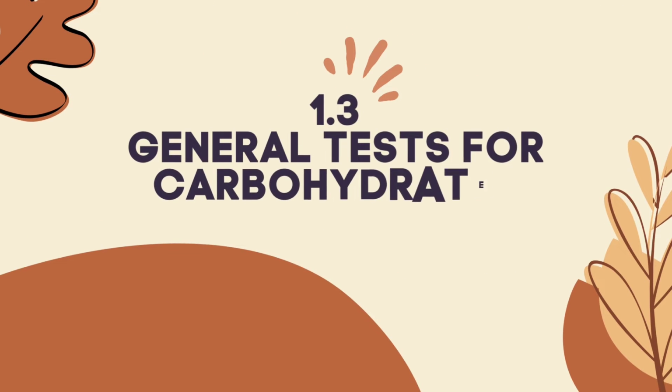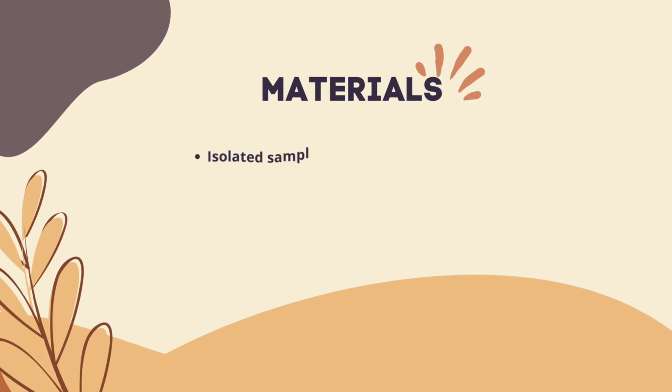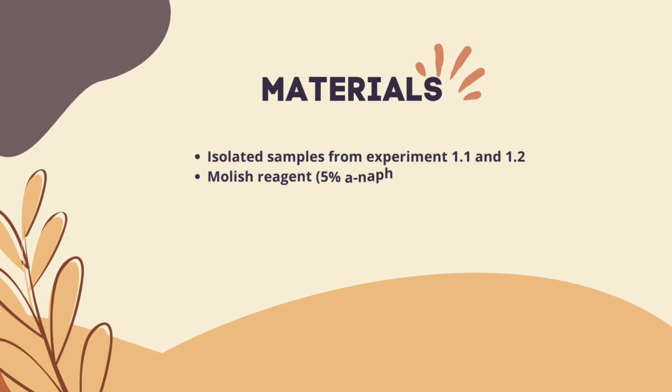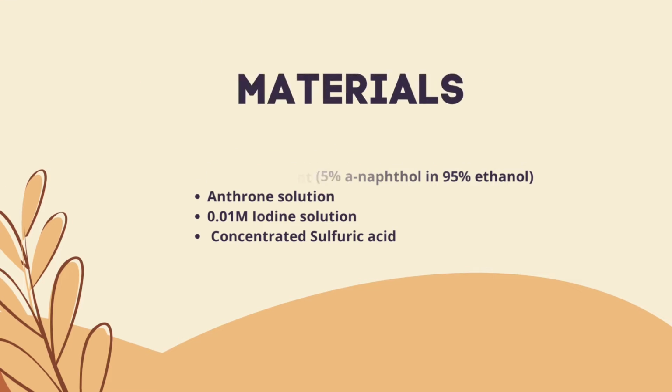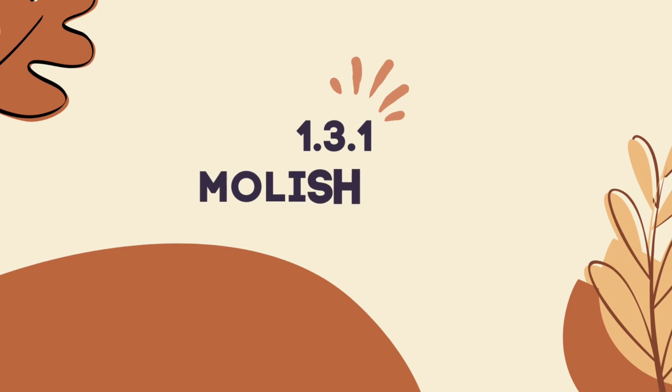Activity 1.3: General tests for carbohydrates. Materials: isolated samples from experiments 1.1 and 1.2, Molisch reagent, anthrone solution, 0.1 iodine solution, and concentrated sulfuric acid. Activity 1.3.1: Molisch test.